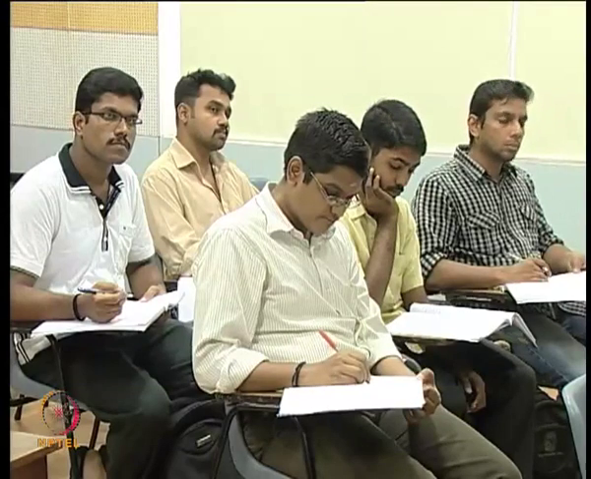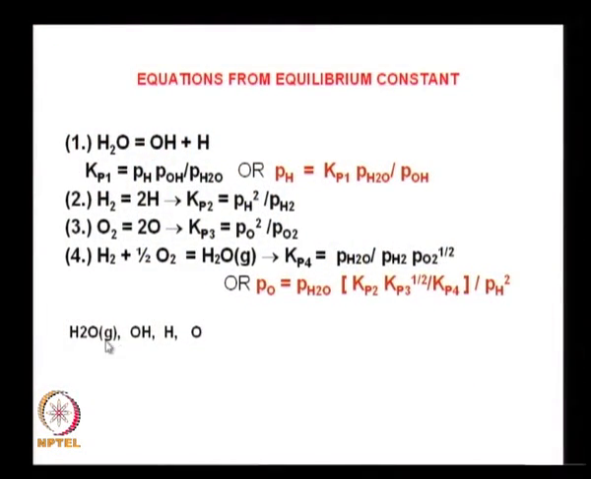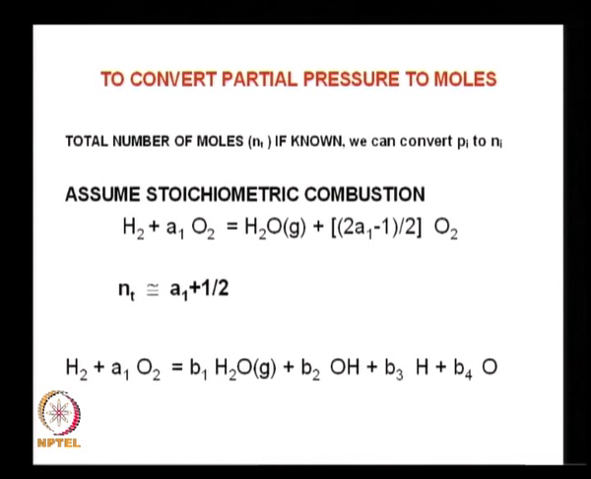Essentially, therefore, we got 4 species. What were the 4 species? B1 of H2O, B2 of OH, B3 of H and B4 of O. Now, we are able to relate 2 of them to the remaining 2 of them, and therefore, I can close my equation because I have 2 more equations. My equations are in terms of B1, B2, B3, B4, and what I have determined is partial pressure of H2O gas, partial pressure of OH, partial pressure of H and partial pressure of O.